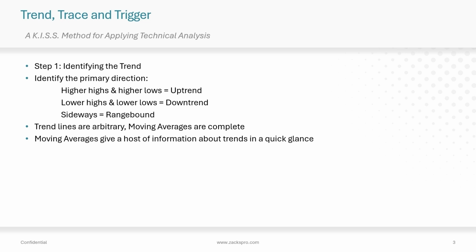So moving averages give a host of information about trends in a quick glance. There's a lot of information that's packed into a moving average. You can see not only where the stock price is in relation to that moving average, you can see the slope of that moving average. You can see how far that moving average is away from a longer term or shorter term moving average. So you can get a lot, and we're going to kind of cover that here.